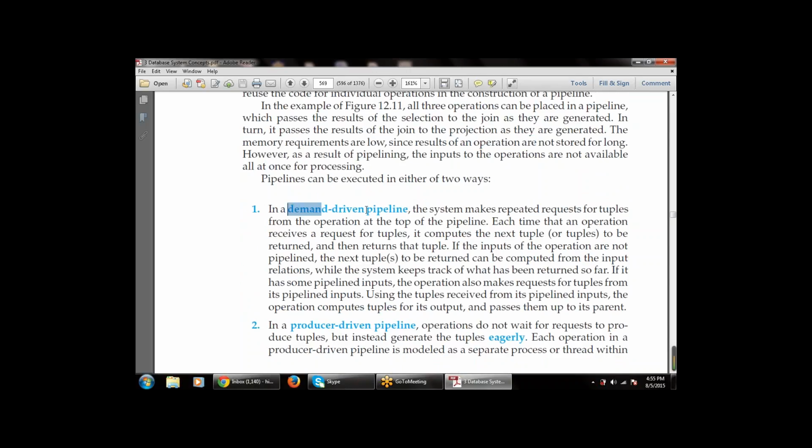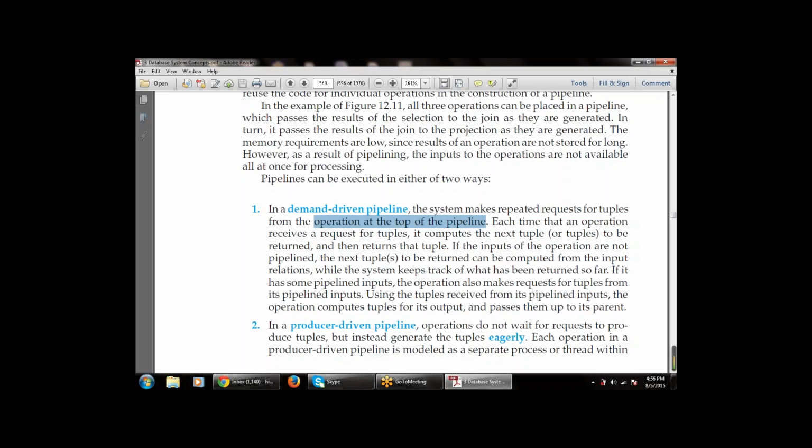One is a demand driven pipeline. In a demand driven pipeline, the system makes repeated requests for tuples from the operation at the top of the pipeline. That is, whenever there is a demand, the pipelining method will be used. Each time an operation receives a request for tuples, it computes the next tuple to be returned and then returns that tuple.